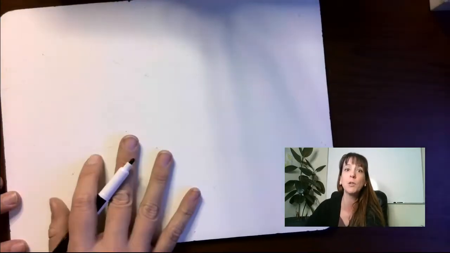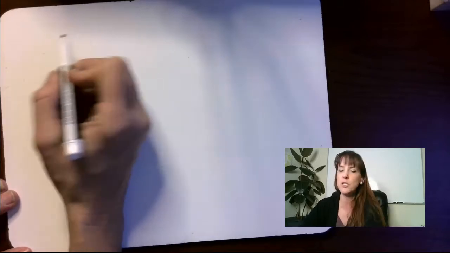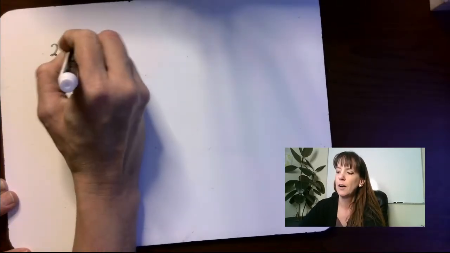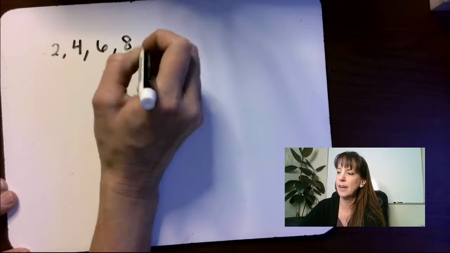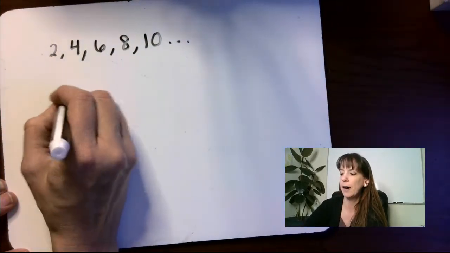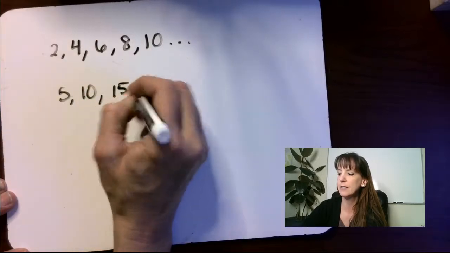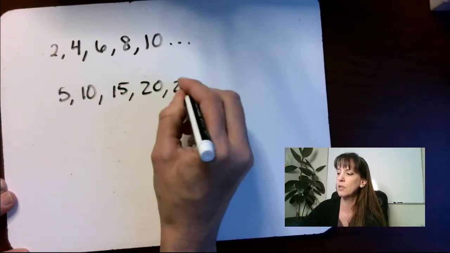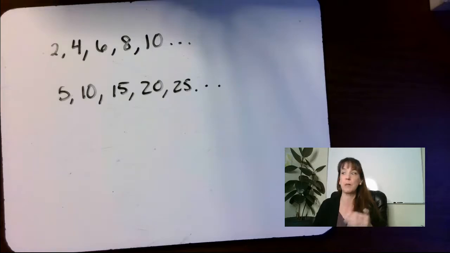First things first, multiples. Multiples are things like multiplication. Multiples of 2 would be 2, 4, 6, 8, 10, so on and so forth, right? Multiples of 5 would be 5, 10, 15, 20, 25, so on and so forth, right? So it's just multiplying, right?